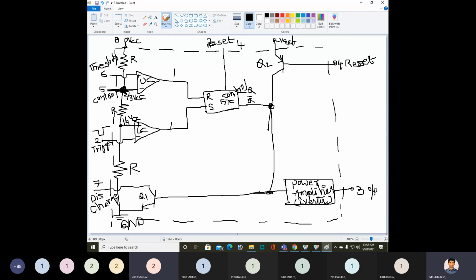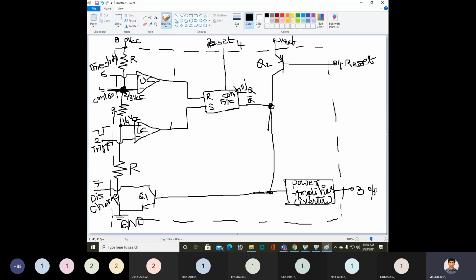Okay, fine. See here, if the control voltage value is greater than the 2 by 3 VCC reference voltage of the upper comparator, then what will happen? This value is greater than 2 by 3 VCC, then the upper comparator output voltage is equal to 1. If the upper comparator output voltage value is equal to 1, that means R equals 1.